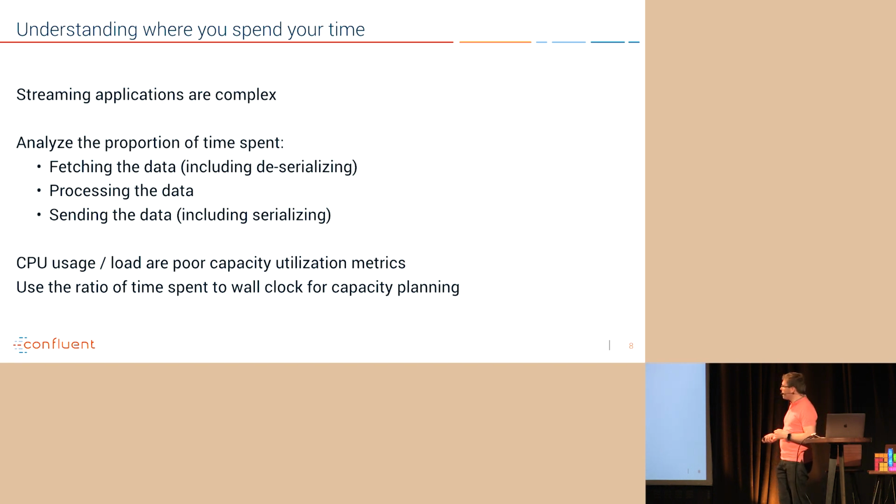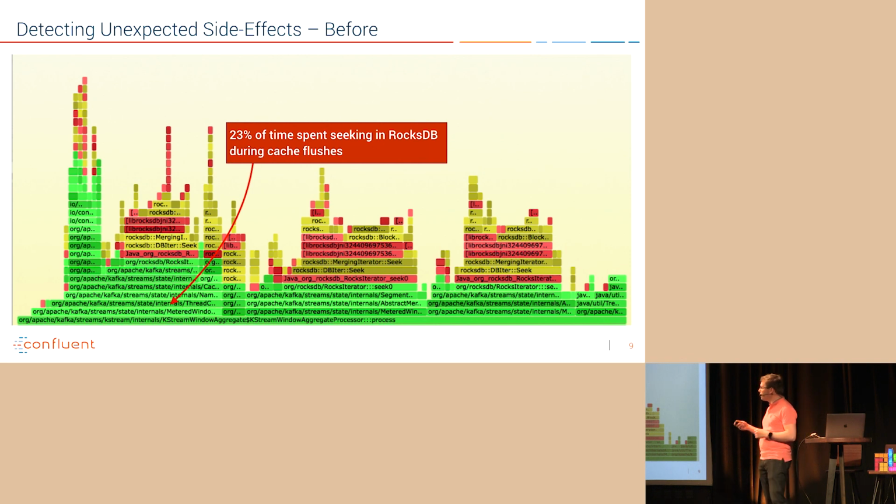So I'll go through a couple more examples of what you can do. One of the things that we've used this for is detecting some unexpected side effects. In this case, we had a Kafka Streams application where the cache was filling up very quickly. There's a cache in Kafka Streams which, as you compute aggregates, will not send an update downstream for every single aggregation, but will cache a few before sending them down. And here we were seeing a lot of time spent in cache flushes.